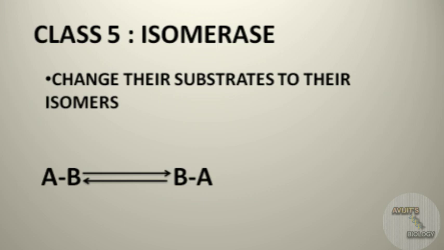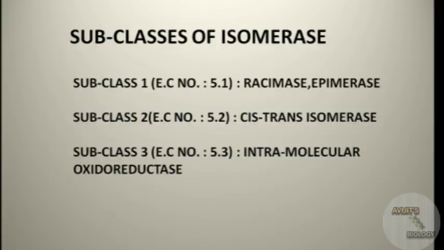The class isomerase can again be divided into 5 subclasses. The first subclass of isomerase, means the enzyme commission number 5.1, includes the racemase and epimerase. The second subclass of this enzyme includes enzymes that catalyze the isomerization of cis-trans isomers. And the third subclass of isomerases includes intramolecular oxidoreductases. These isomerases catalyze the transfer of electrons from one part of the molecule to another.